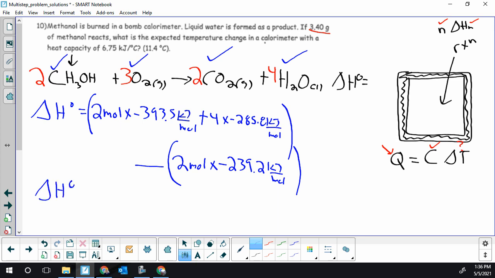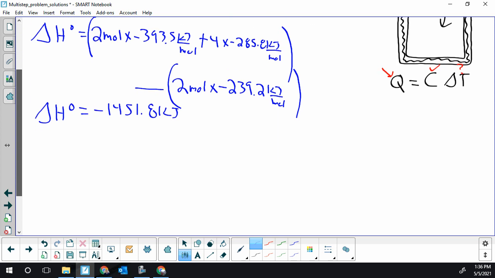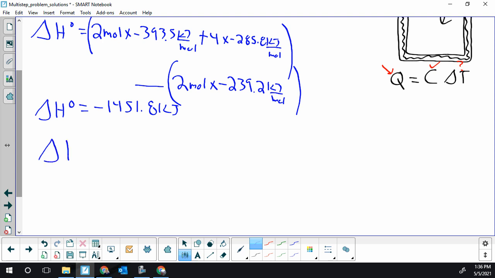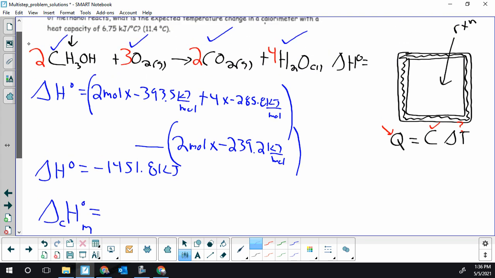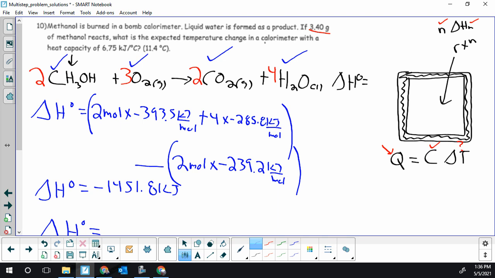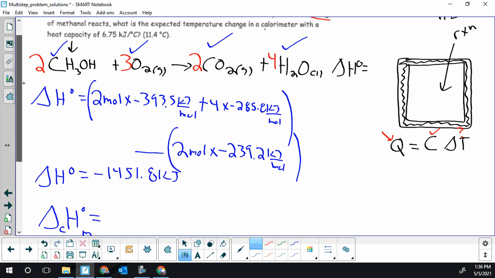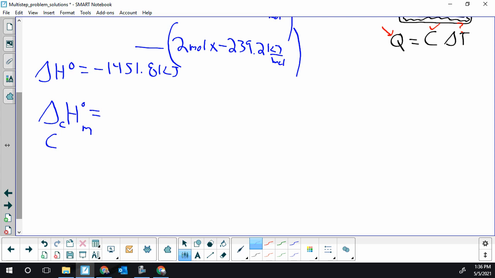So that gives us a change in enthalpy for our balanced chemical equation of 1,451.8 kilojoules. And the whole point of doing all of this is to get a molar enthalpy for this reaction, which is a combustion, for the chemical we're told we have to use. So that is methanol. We have 3.41 grams of methanol, so that's the molar enthalpy that I want.